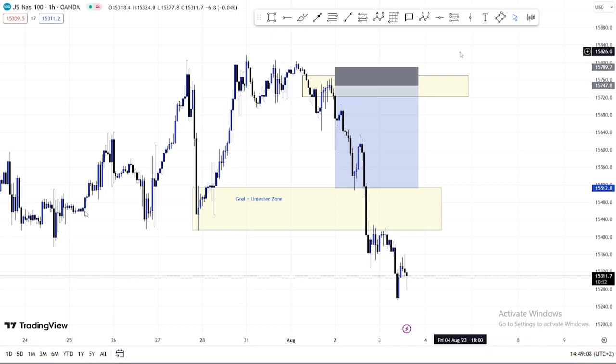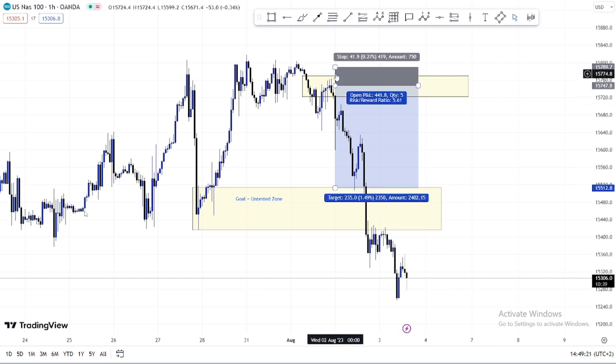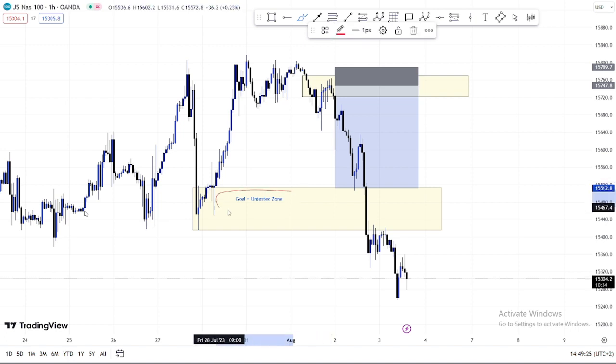Hello traders. Today I'm going to be sharing with you exactly how I executed and managed to reach my targets on this trade that I recently shared on my free Telegram group. So the first thing that I did was to determine my goal. My goal is usually to look for an untested zone.